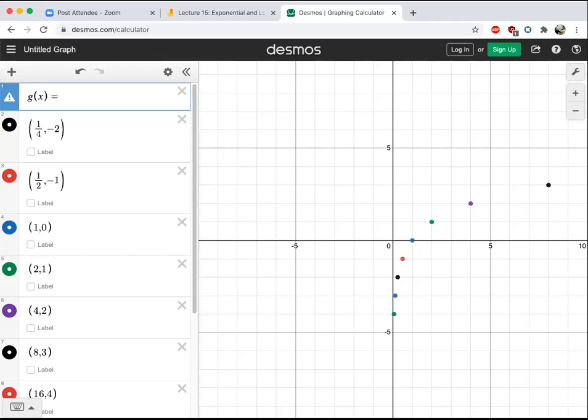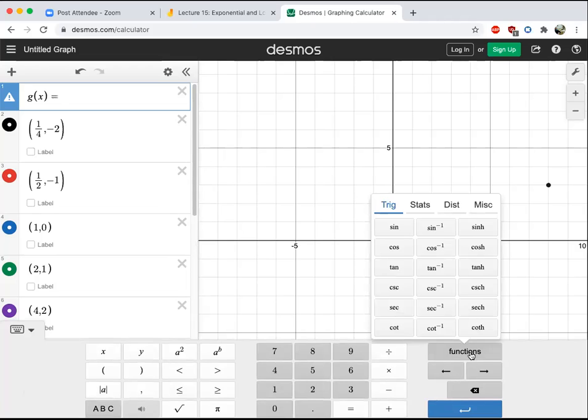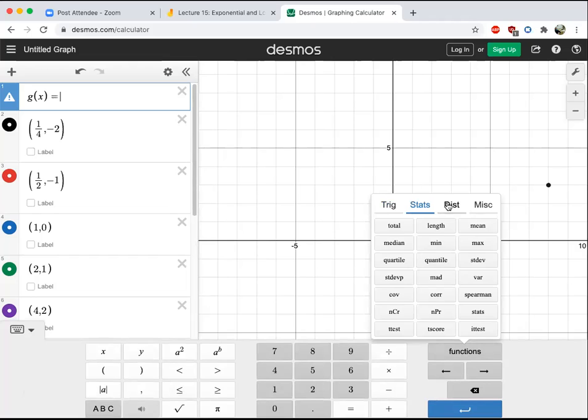Now, it's kind of hard to graph this because it's not really simple how to do it. You actually have to go down to the keyboard, which is down here in the left-hand corner, and you have to do this for all the log functions. What you're going to do is you're going to see where it says functions on the right side. You're going to click that, and then we're going to find the log function because it's in this list somewhere.